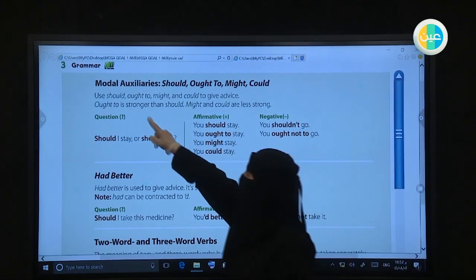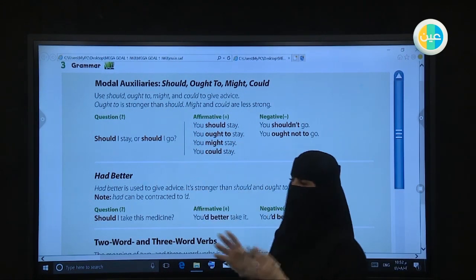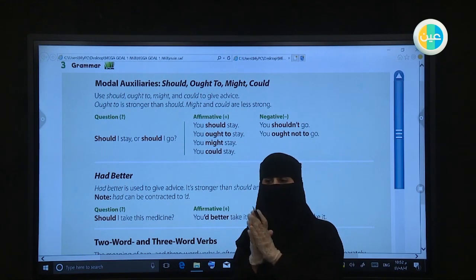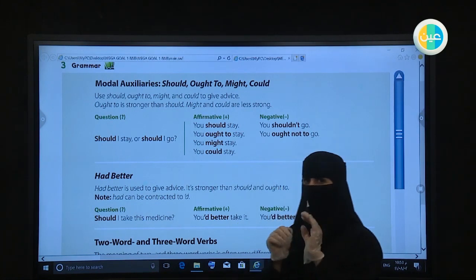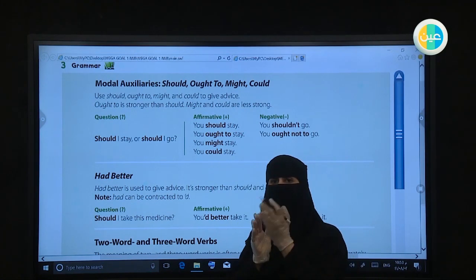The first one is modal auxiliaries. So we have something in the English language, we call it modal auxiliaries. It helps you to build your statements, and it gives a meaning when you're using it.